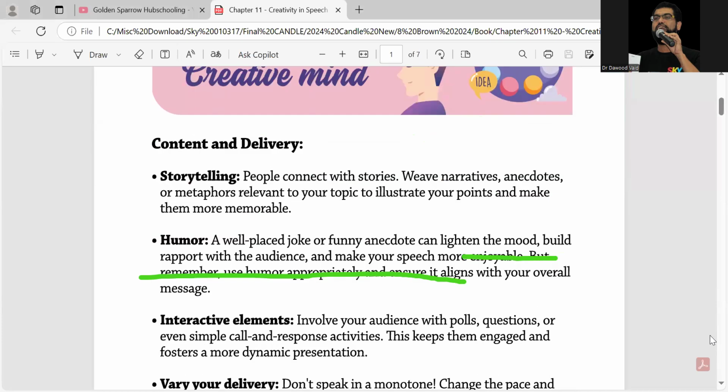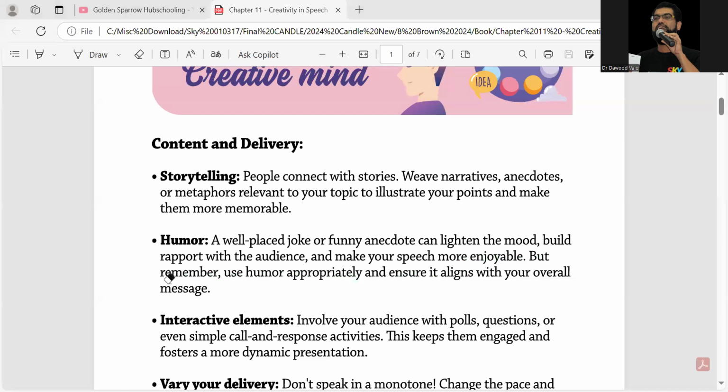Number one, we're looking at content and delivery. So we're looking at storytelling, we're looking at humor. A beautiful joke can lighten the mood, build the rapport. A lot of good speakers use humor, and I think it's one of the most effective ways to use storytelling.